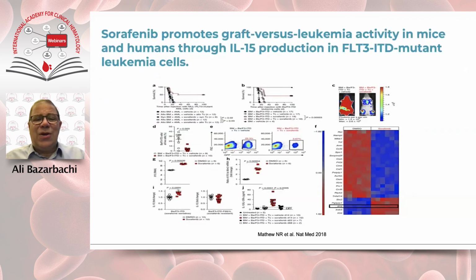And actually, in terms of mechanism of action, we have this very elegant work published from the German group in Nature Medicine in 2018, demonstrating that sorafenib promotes graft versus leukemia activity in mice and human through IL-15 production in FLT3 ITD mutant leukemic cells, so involving natural killer cells. So this is why the setting of post-transplant maintenance is different from the setting of relapse, for example. In this case, we are not only targeting the FLT3 kinase activity in the leukemic cells, but also dual targeting of the leukemic cells and of the donor immune microenvironment, promoting graft versus leukemia activity against FLT3 ITD leukemia.